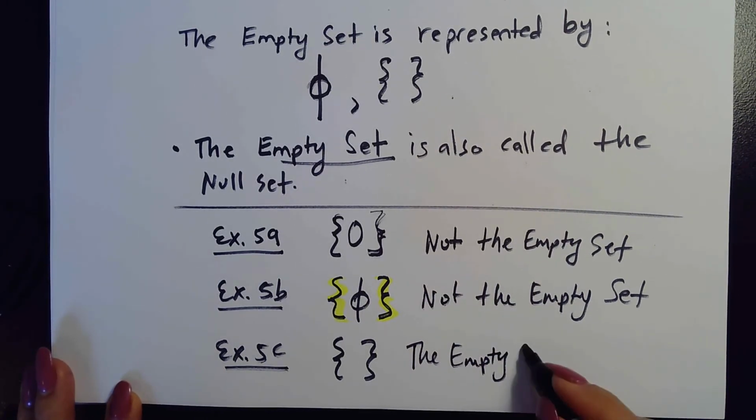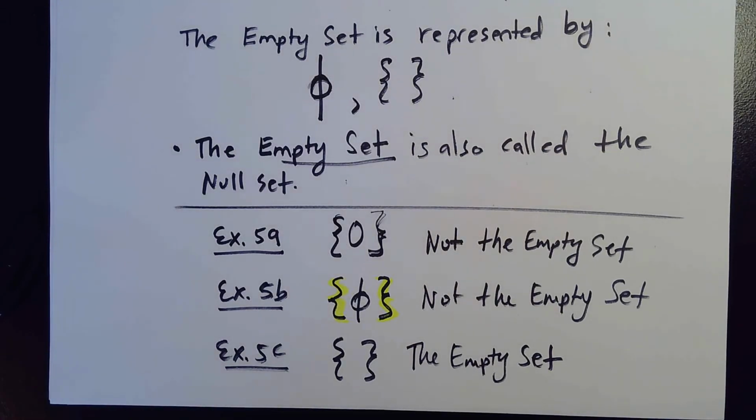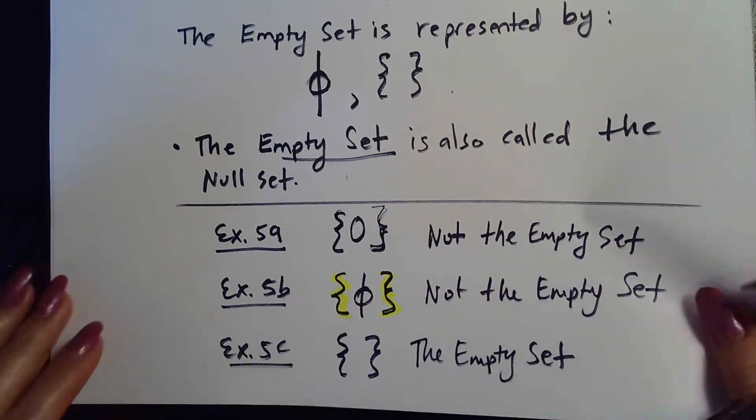You can say this is the empty set, or you can also say the set is empty. Either way, okay? That's 5C. Now let's take a look at 5D.